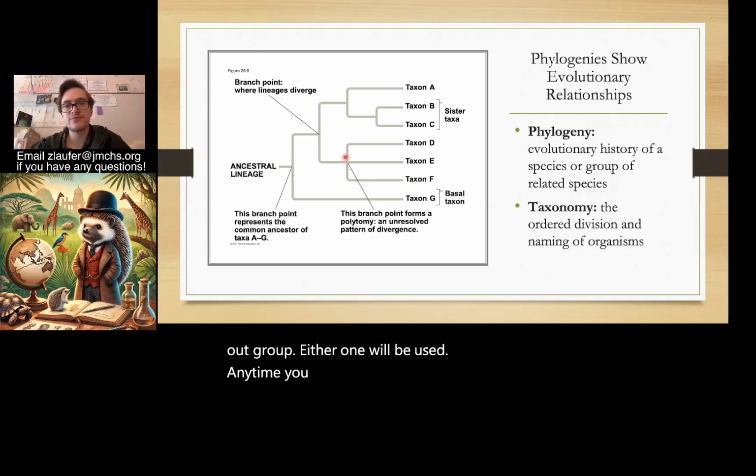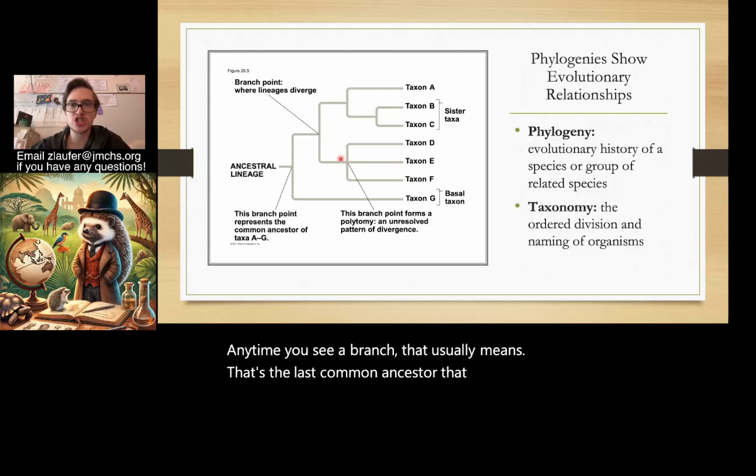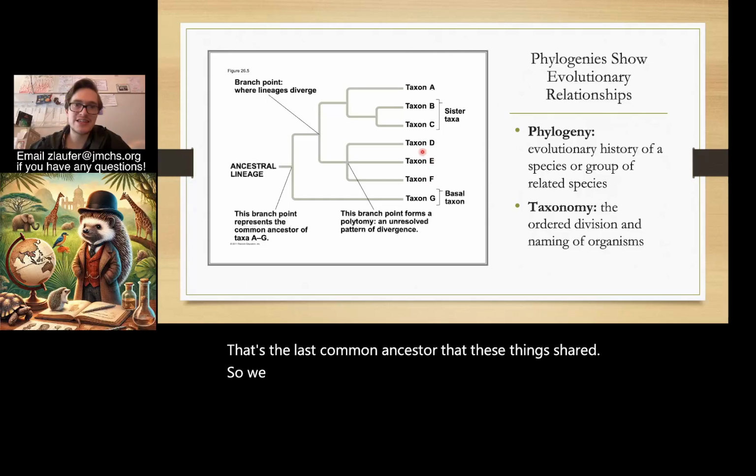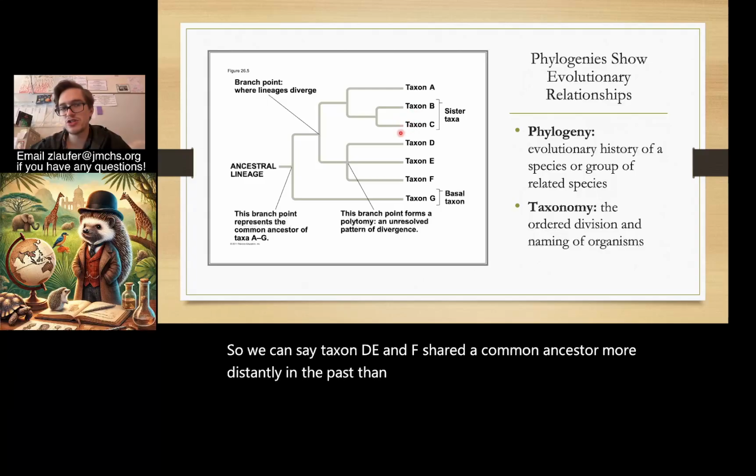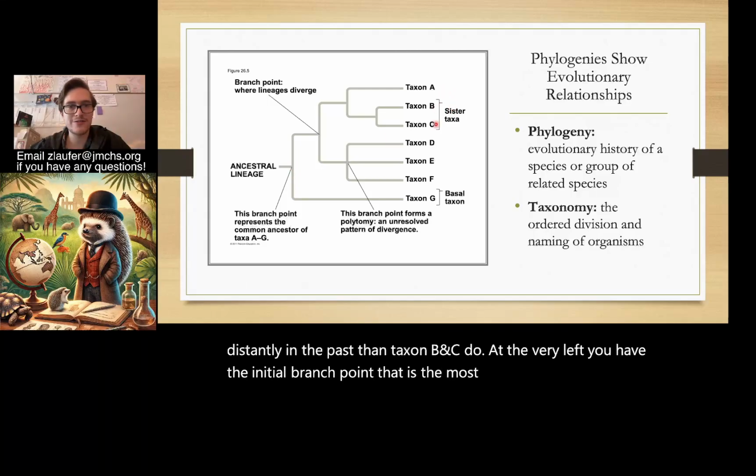Anytime you see a branch, that usually means that's the last common ancestor that these things shared. So we can say taxon D, E, and F shared a common ancestor more distantly in the past than taxons B and C do. At the very left, you have the initial branch point that is the most recent common ancestor of everything here.